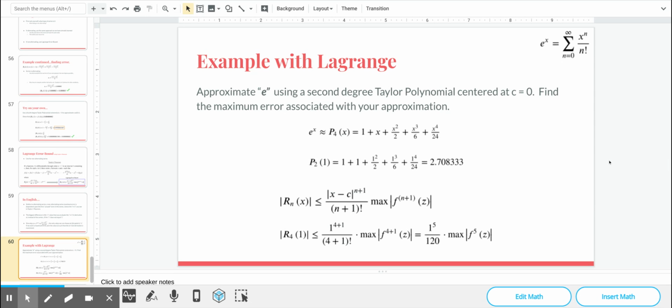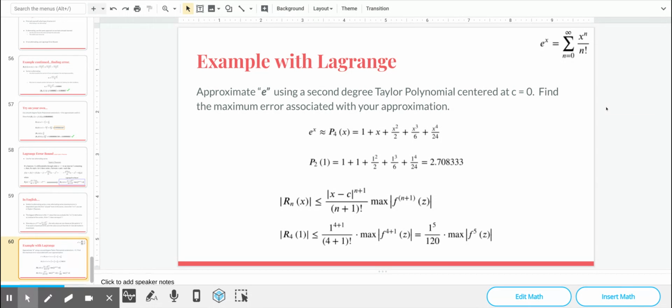Next step, I want to find the maximum error associated with that approximation. Notice that the polynomial is not alternating, so I can't use the alternating series. I can't just plug in 1 to x to the 5th over 120, or x to the 5th over 5 factorial, because it's not alternating.